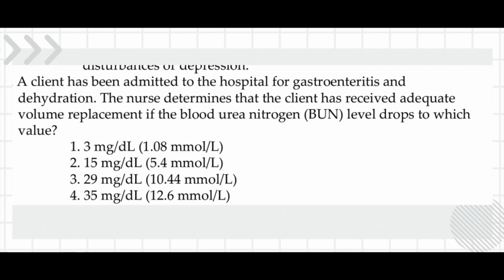Okay, so our second question. A client has been admitted to the hospital for gastroenteritis and dehydration. The nurse determines the client received adequate volume replacement if the blood urea nitrogen, also known as the BUN, level drops to which value? 1, 3 milligrams per deciliter. 2, 15 milligrams per deciliter. 3, 29 milligrams per deciliter. Or 4, 35 milligrams per deciliter.